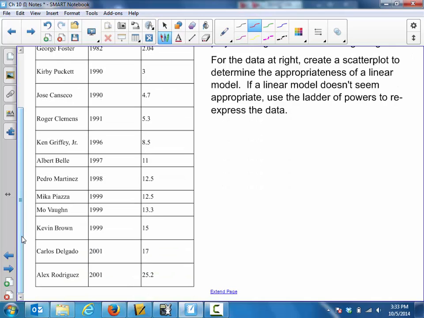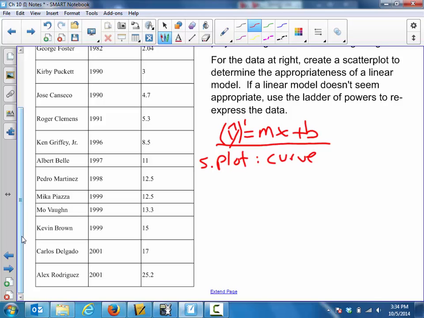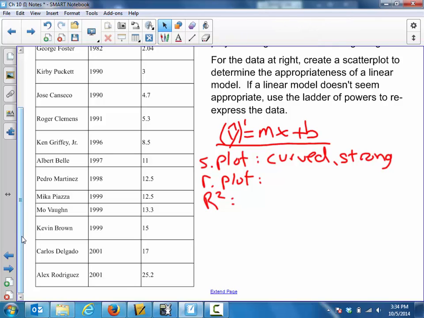Now that we know a little bit about the ladder of powers, let's do the following. We are looking at the model that would be y hat equals mx plus b. That's rung 1, where your exponent here is 1, okay? So for this particular model, the scatter plot is curved with relatively strong association, okay? We have not checked the residuals plot yet. We will do that, and we will talk about R squared. This is the chapter where R squared becomes valuable.